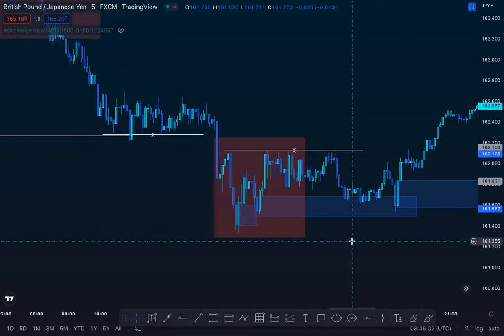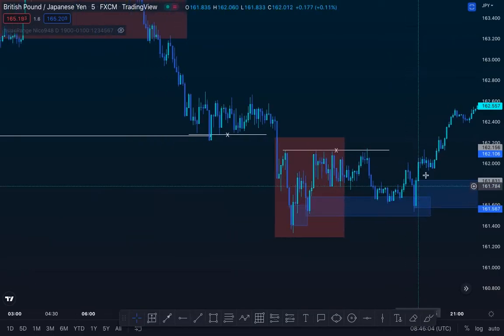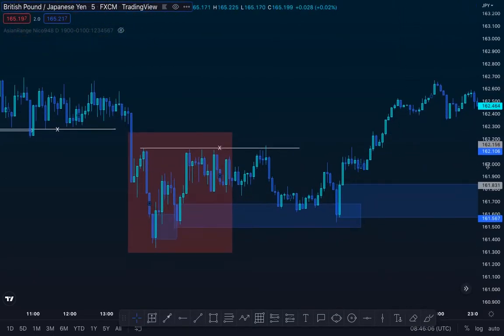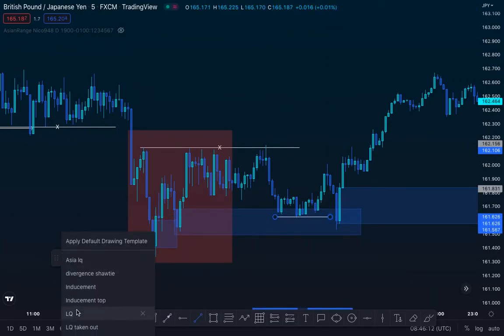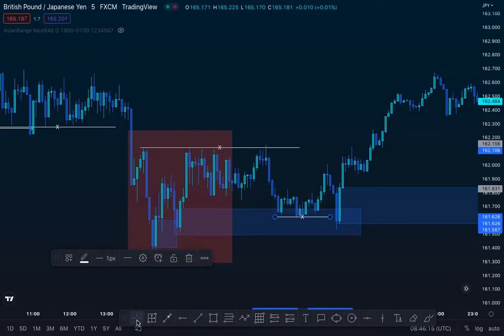Price then tapped into this order block. Obviously, I didn't take the entry just off of this. I wanted to see a bit of confirmation, and even as you can see here, what did price even do here? Price created a bit more liquidity after that. As you can see, price created a bit more liquidity, and that then again got taken out.